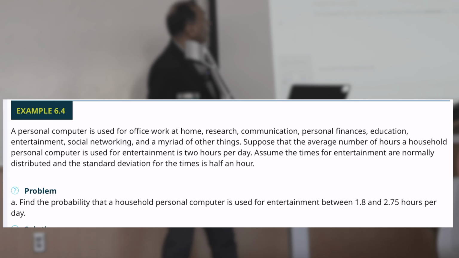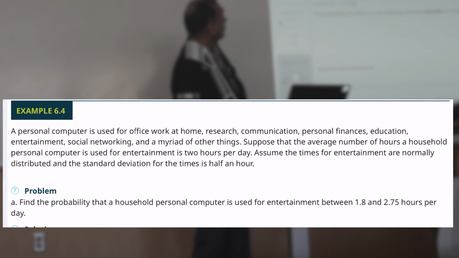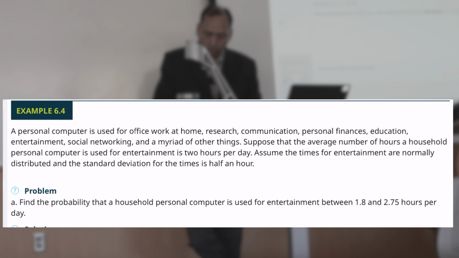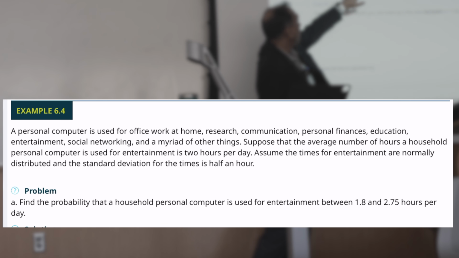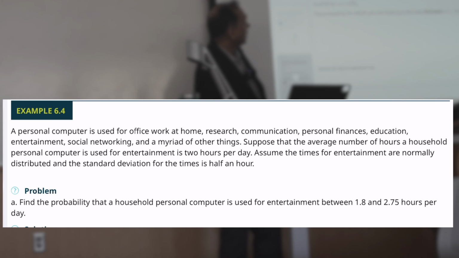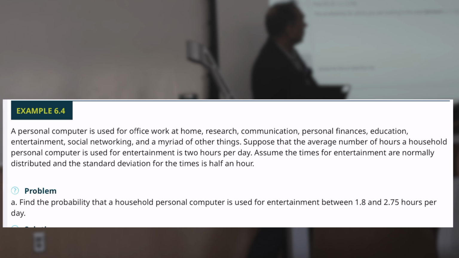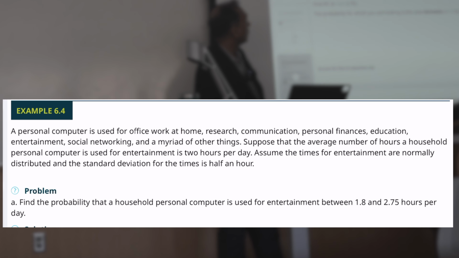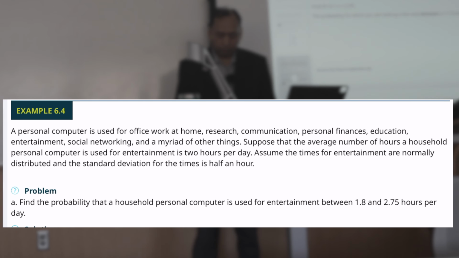A PC is used for office work at home, research, communication, and all those things. Suppose the average number of hours that a PC is used for entertainment is 2 hours per day. Assume the times for entertainment are normally distributed. The standard deviation for the times is half an hour. Find the probability that a household PC is used for entertainment between 1.8 and 2.75 hours per day.